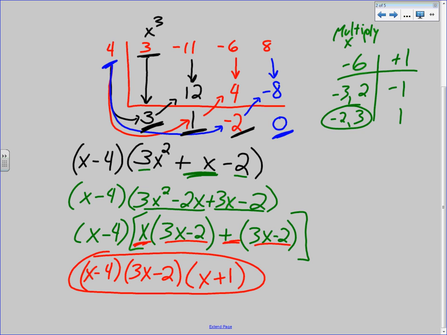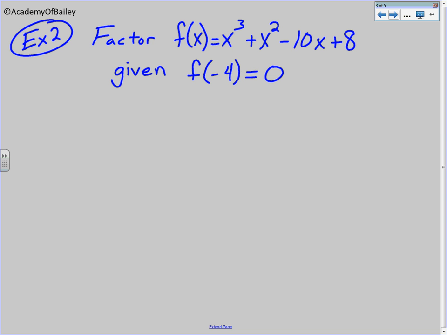Okay, we're going to move on. If you feel comfortable enough to do this on your own, do this example on your own. If you feel like you're having some trouble, then work along with me. Remember, since f of negative 4 is equal to 0, that means that negative 4 is a solution. So since negative 4 is a solution, we can use synthetic division to figure out what the other factor is going to be. That must mean x plus 4 is one factor already. We're going to keep that on the back burner and use it at the end.